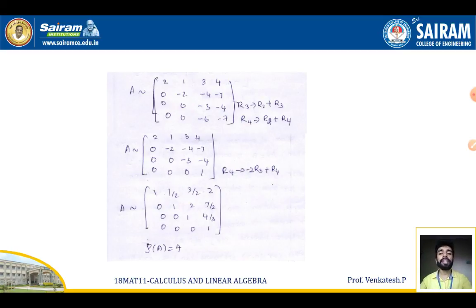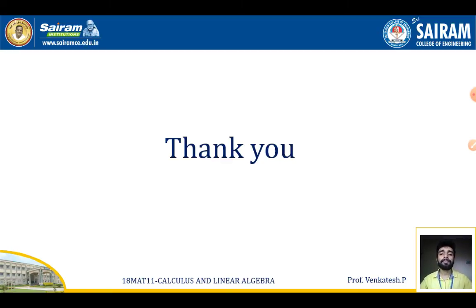0, 0, 0, 1, right? Also, according to echelon form, the first entry of a non-zero row must be 1. So I can divide the first row R1 by 2, the second row by minus 2, and the third row by minus 3. I'll be getting 1, 1 by 2, 3 by 2, 2; 0, 1, 2, 7 by 2; 0, 0, 1, 4 by 3; 0, 0, 0, 1. Once an upper triangle matrix is obtained, it will obviously be an echelon form. This echelon form has 4 non-zero rows here. Since there are 4 non-zero rows, the rank of the given matrix will be equal to 4. Thank you.